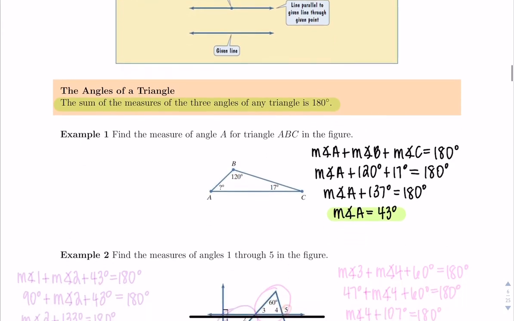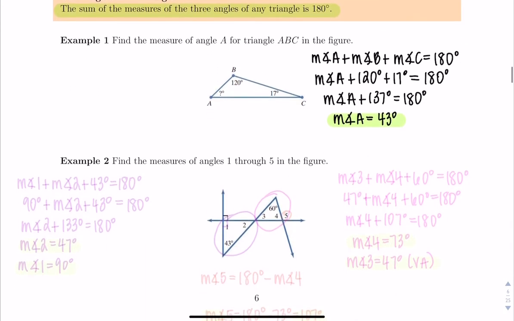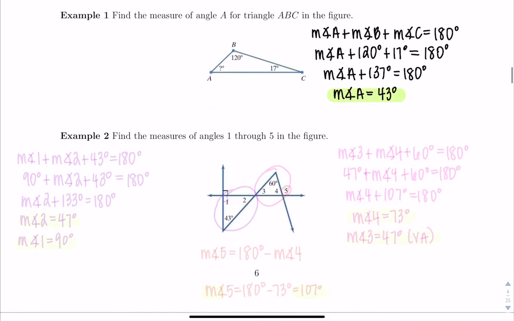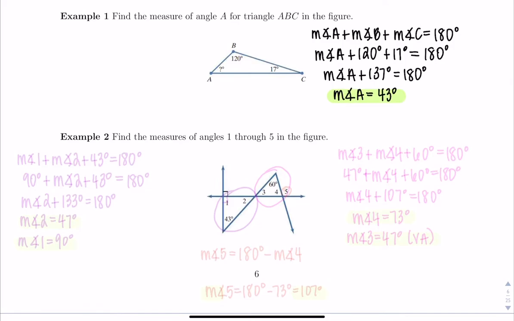We want to find the measures of angles 1 through 5 in the figure below. We have two separate triangles: this triangle in pink, and this triangle in purple. Each one of these will have a sum of angle measures of 180 degrees. So let's start with the purple triangle.